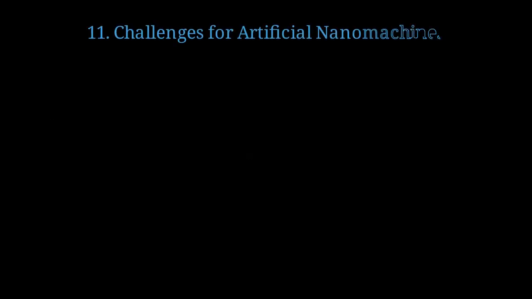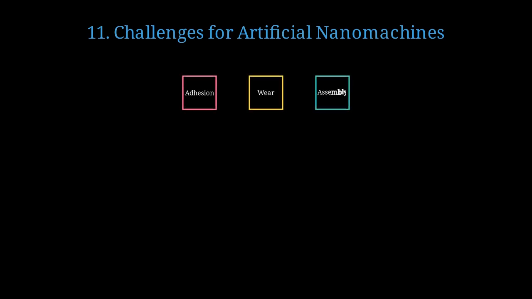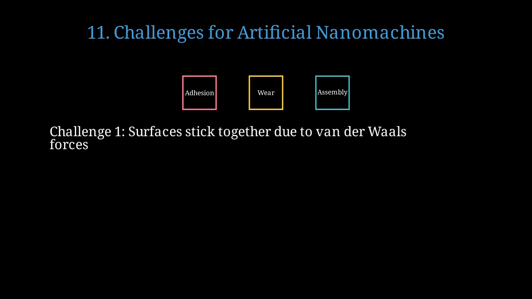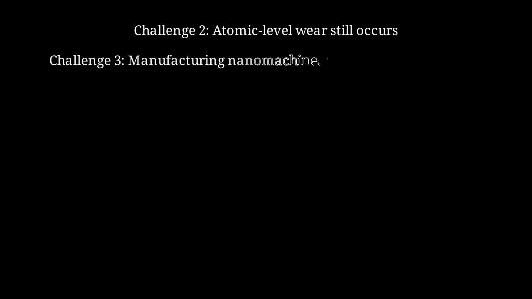Building artificial nanomachines presents unique challenges, despite low friction. 3 major challenges face artificial nanomachine designers: adhesion, wear, and assembly. First challenge. At nanoscale, surfaces tend to stick together strongly due to van der Waals adhesion. Adhesion forces can be much greater than friction forces, causing parts to stick. Second challenge. Even with low friction, atomic level wear gradually damages components. Third challenge. Manufacturing nanomachines with atomic precision remains extremely difficult.